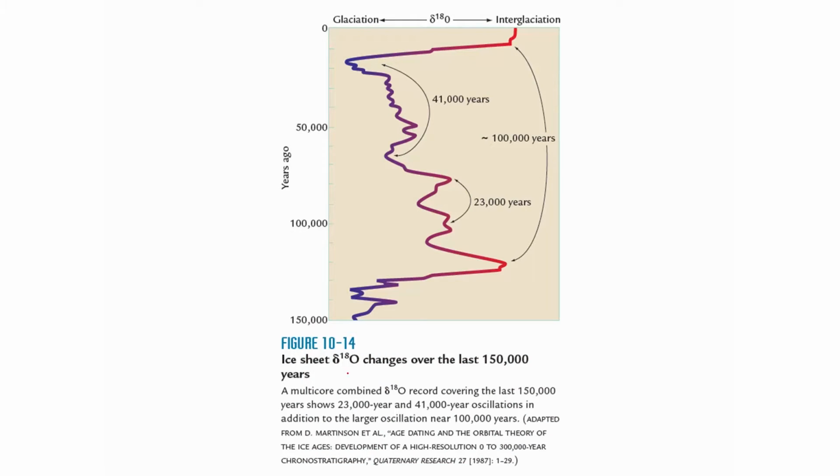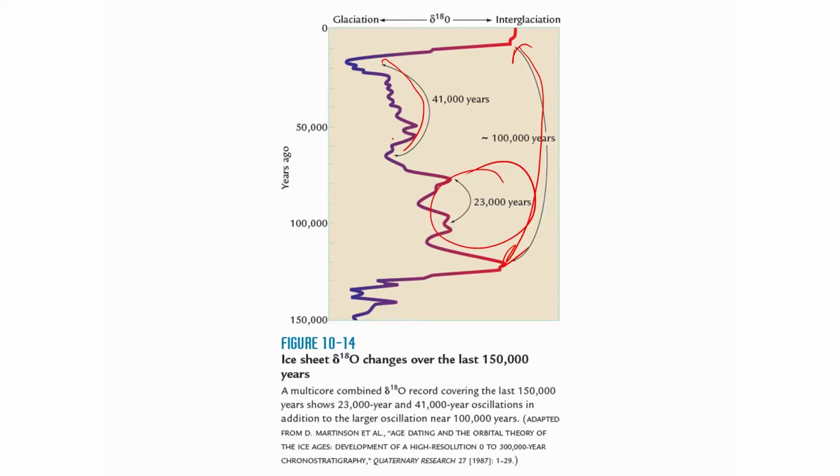So ice sheet delta 18O changes in the last 150,000 years. So this is focusing more on the last ice age, and you can see that there are multiple time scales within it. So you have the precession time scale of 23,000 years. The overall ice age is on the ellipticity time scale of 100,000 years, but within that there are hiccups of obliquity forcing as well.